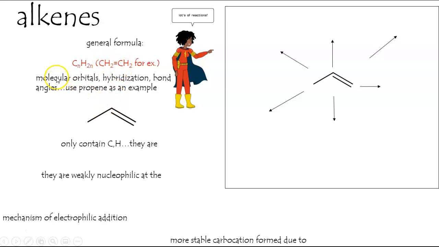In terms of the molecular orbitals of the bonds, the hybridization of the atoms, and the bond angles, using propene as an example, we've got a sigma bond right there from the overlap of two s orbitals. We've got a pi bond here and pi molecular orbital, and since it's double bonded, it also contains a sigma molecular orbital. I think I'll leave it at that.